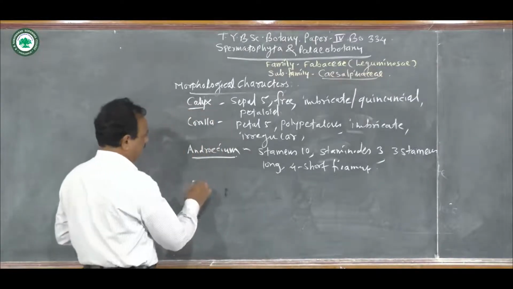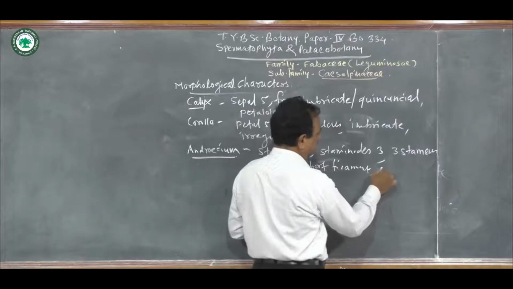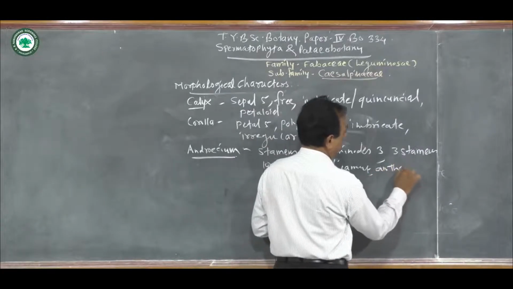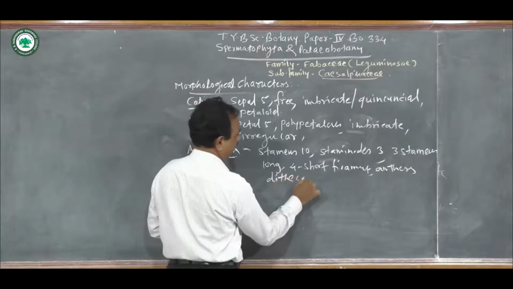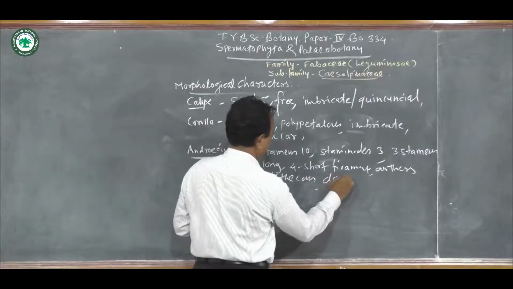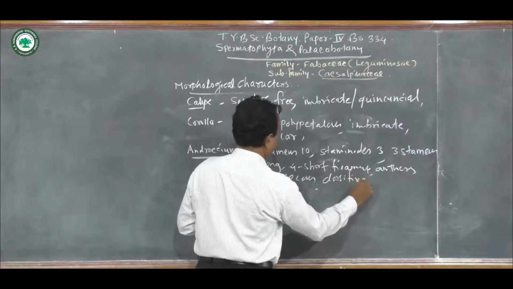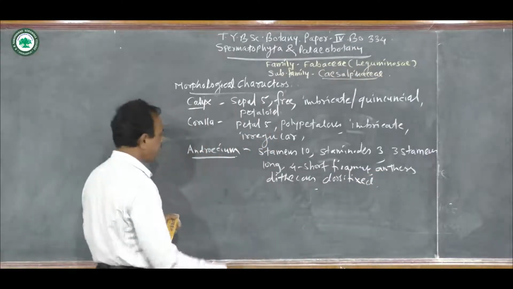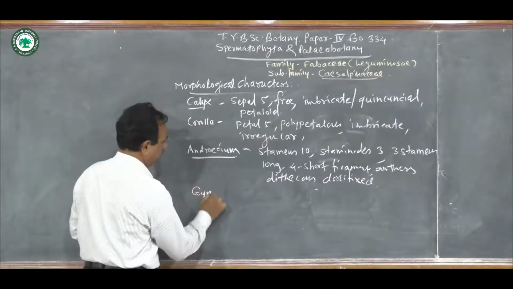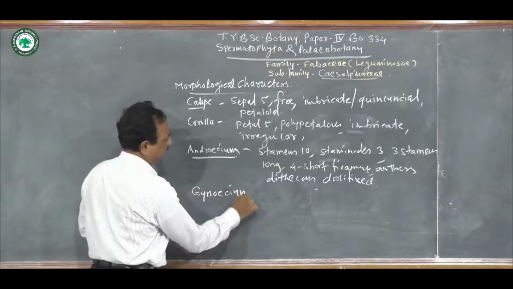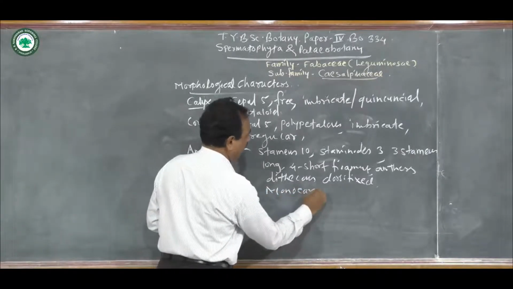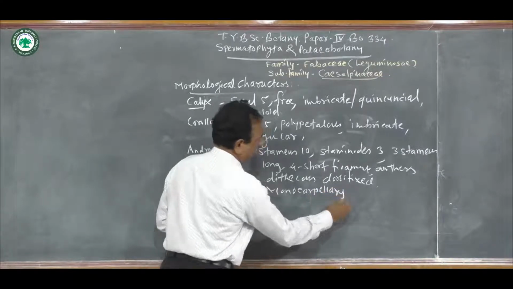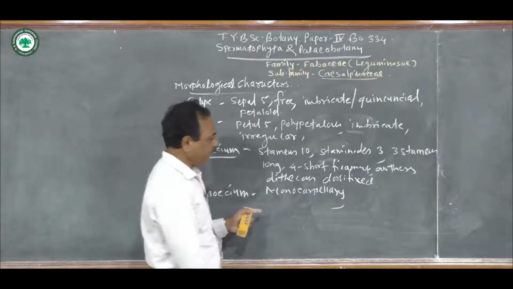Then if we see the anthers, these are diathecous and dorsifixed. They are dorsifixed. And if we see the gynoecium, it is monocarpellary, showing the only one carpel. That's why it is called as monocarpellary.